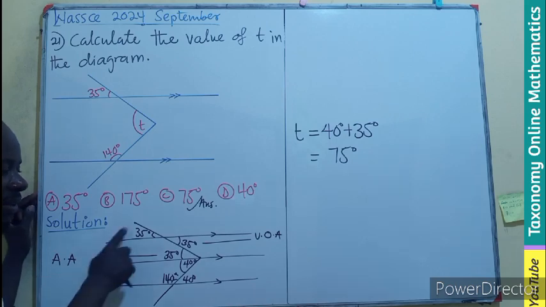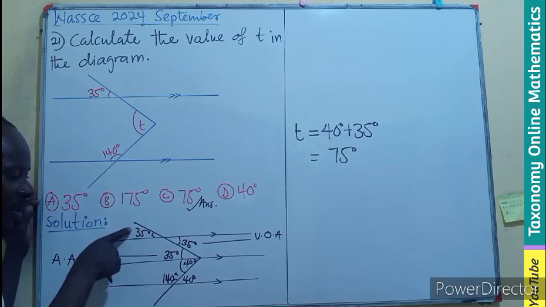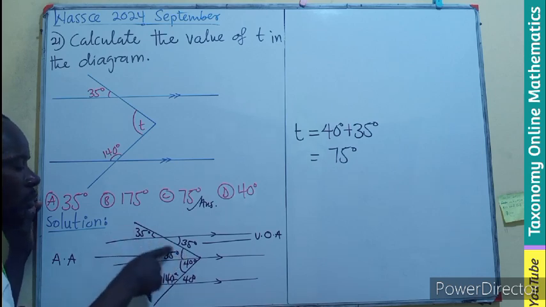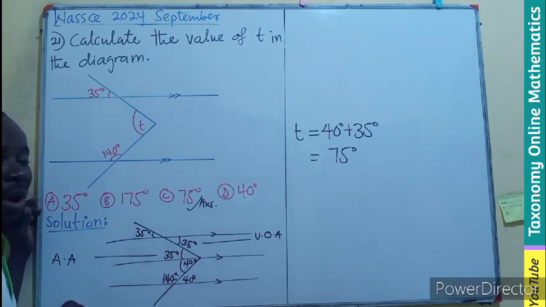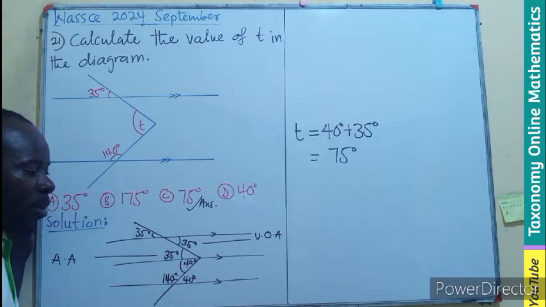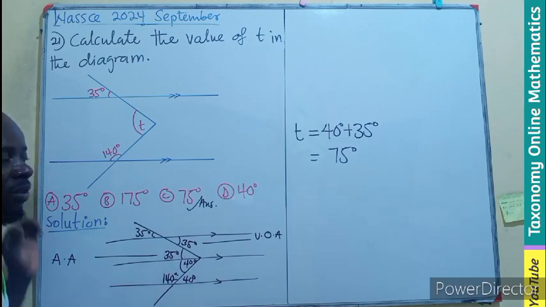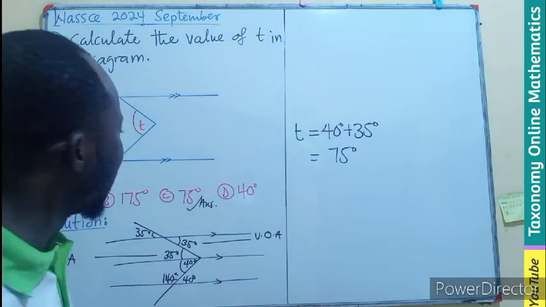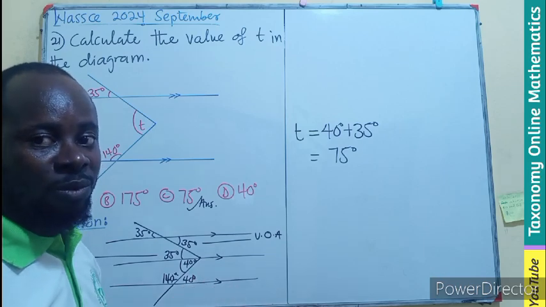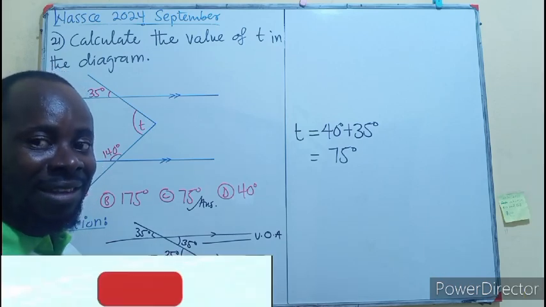Now if you look at this angle, it is also corresponding. So we can also use the corresponding property to get the 40. We can also say this angle and the 140 are co-interior. So we can apply the co-interior property to get the 40 as well in order to get the T to be 75 degrees. I know you can spot this within 3 seconds.